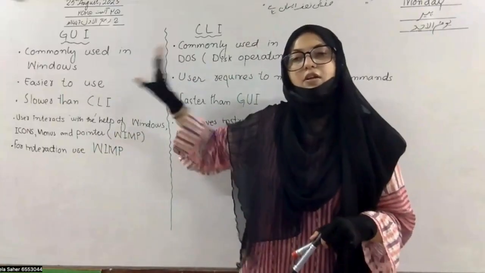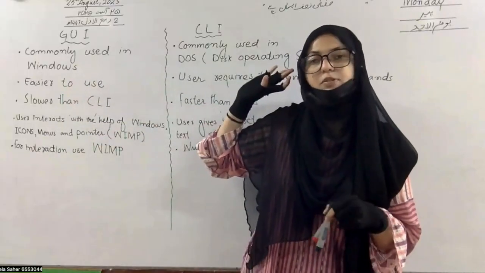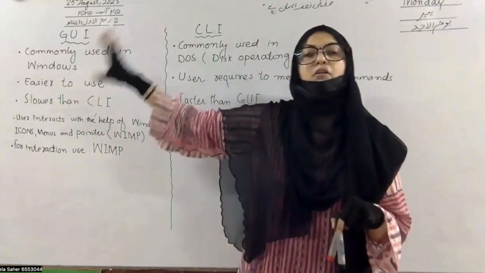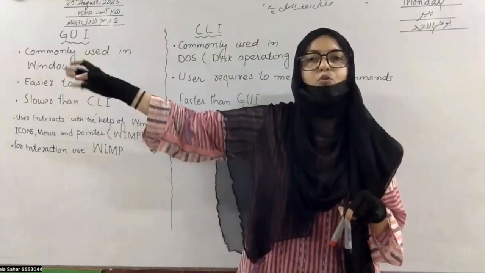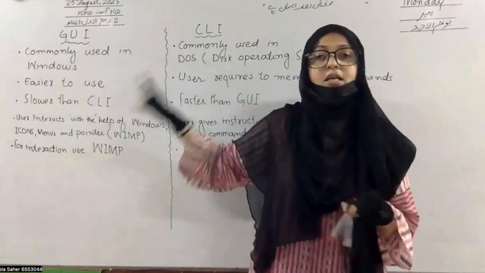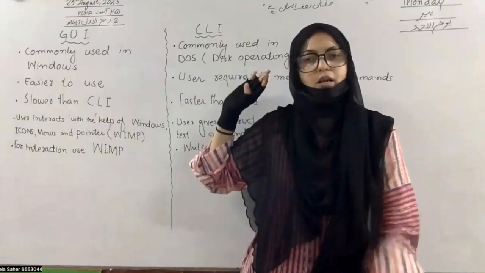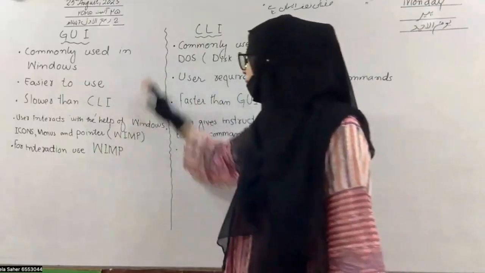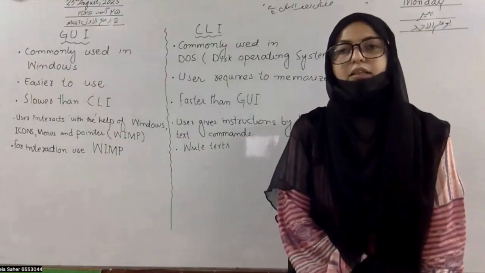Okay, so graphical user interface is easy to use, but the command line is difficult to use because we have to learn the commands. Graphical user interface is slower than the command line because in this we have to go here and there to check where the file is. But in the command line, we know the command already. We'll just type the command and press enter. So these are the differences between graphical user interface and command line.